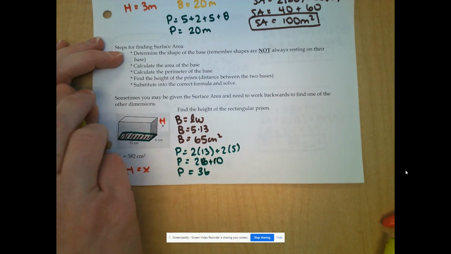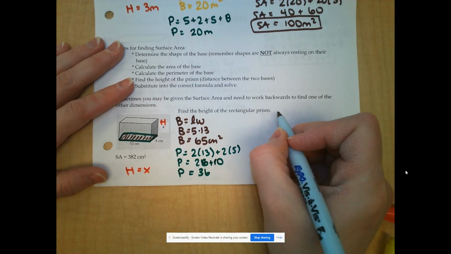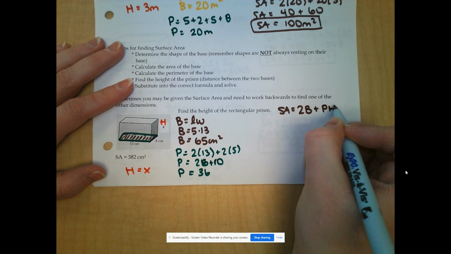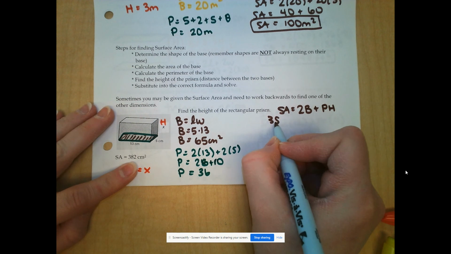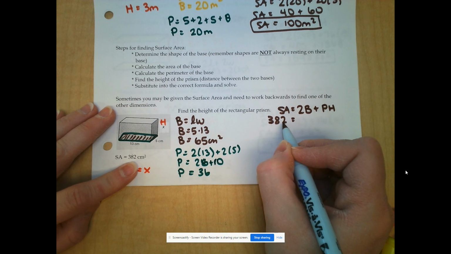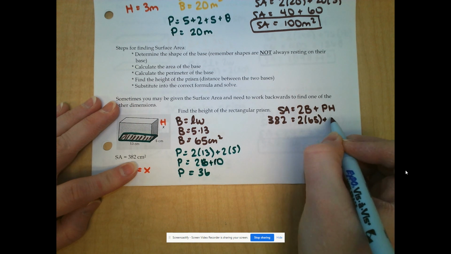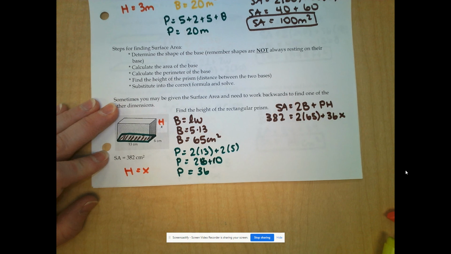So I will start in this case by emptying my hand of a whole bunch of pen caps. Surface area, 2 times the area of the base plus the perimeter times the height. I know the surface area. We were given it. It's 382. So on the left side that normally says surface area, I'm going to substitute the 382. 2 times the area of the base plus the perimeter times this unknown height. All right, how do I solve it?